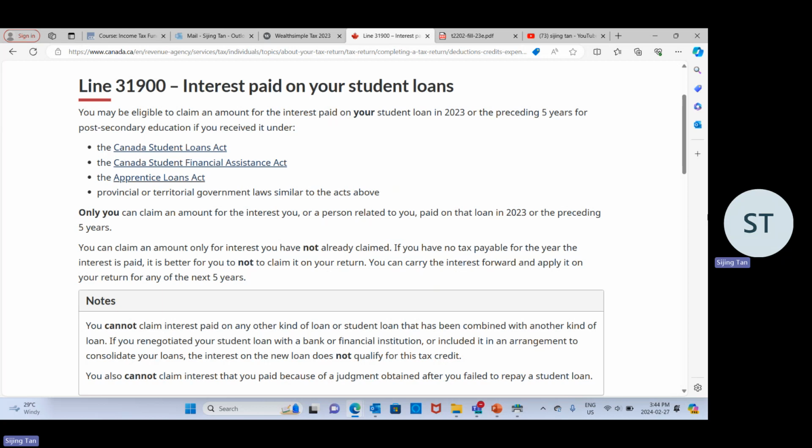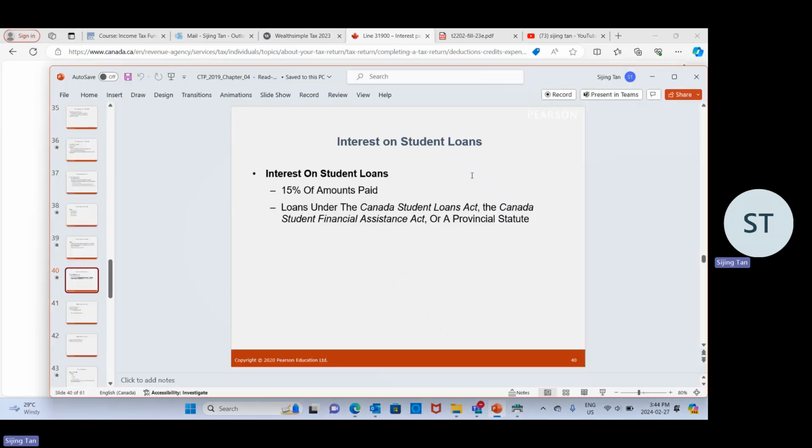That is the point where the student loan comes into play. All students should know that you will receive 15% of your interest paid back as a tax credit. The next question: are student loans tax deductible in Canada? I actually have a PowerPoint slide on that. Your student loan itself is not tax deductible, but you can claim any interest you've paid on your loan in the preceding 5 years.